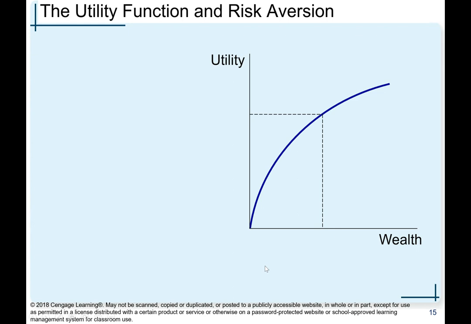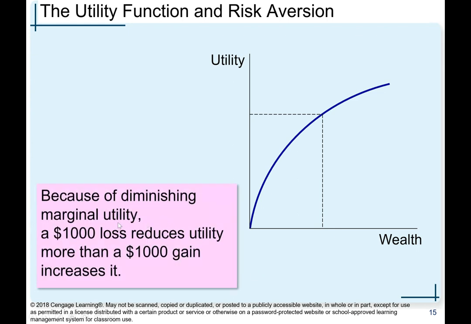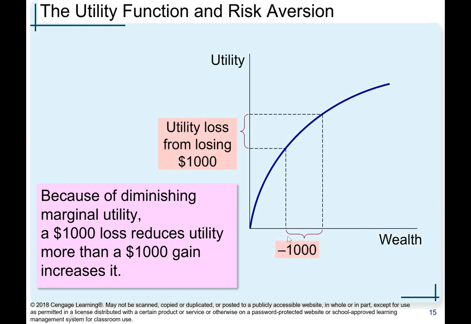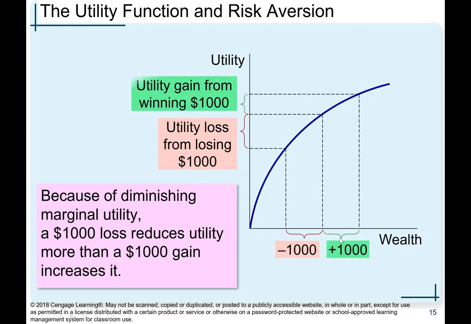So here, in this example, because of diminishing marginal utility, if you lose the gamble you have to pay $1,000, and that loss reduces utility by more than a $1,000 gain. So if you look at this graph, if you move to the left, you are losing $1,000, and look at the corresponding loss in utility, large. If you move to the right, you are gaining $1,000, and look at the gain in utility. The gain in utility is smaller than the loss in utility.